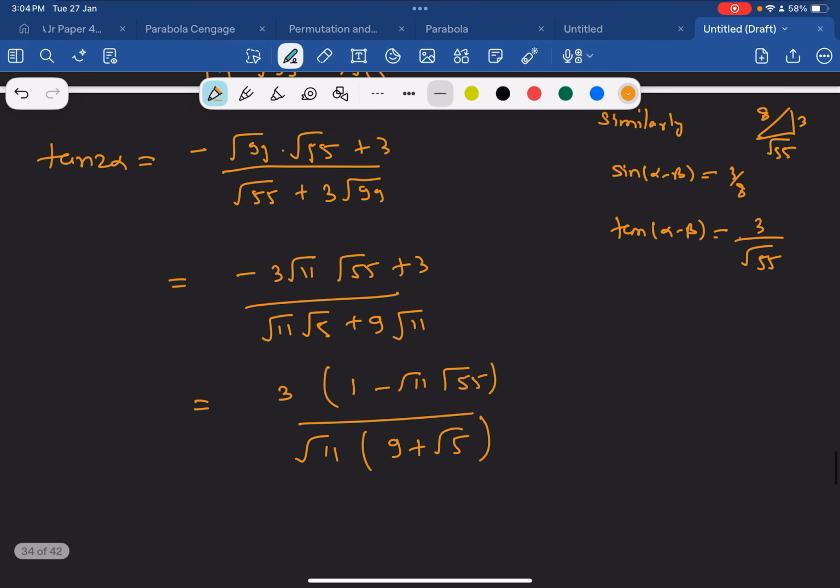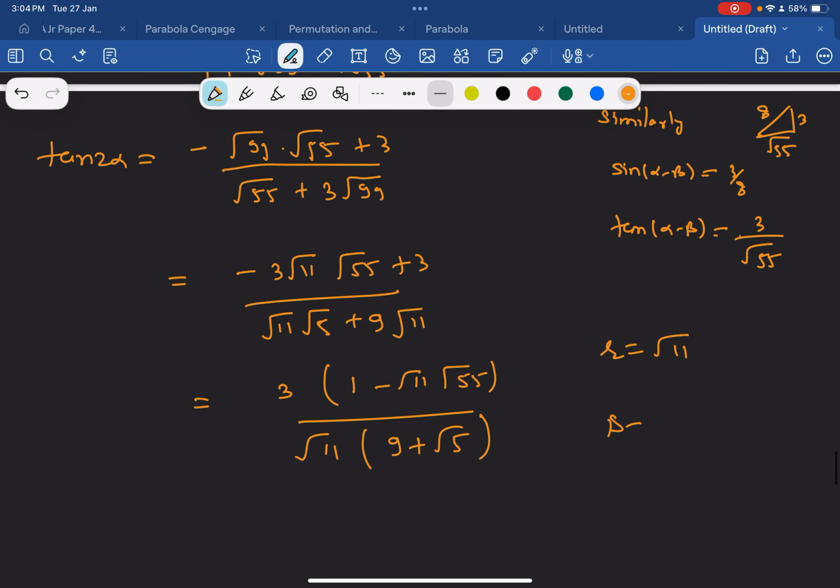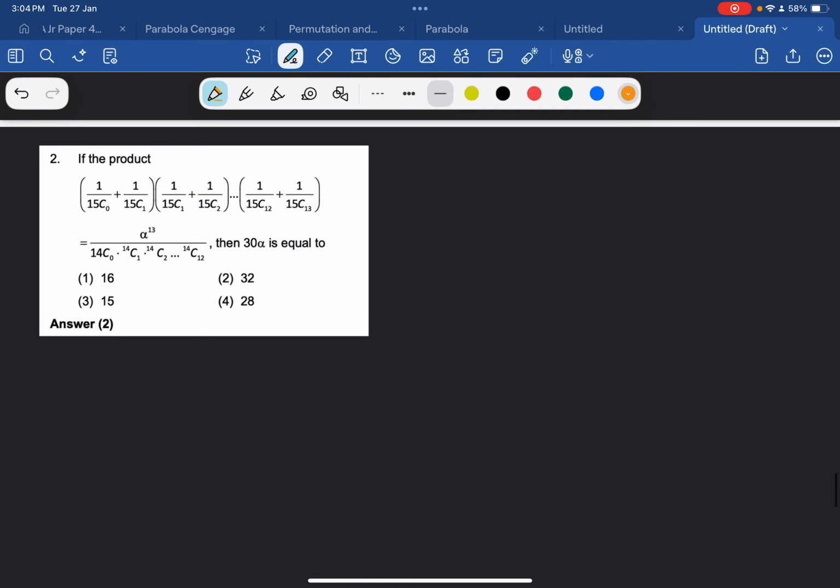And if you see the question, 3 is already common, so 1 minus r root 55, so r will be root 11, and if you take root 11 common, s plus root 5, so s will be 9. They are asking r square plus s, so r square will be 11 plus 9, that will be 20, the right answer. Let's move to the next question.